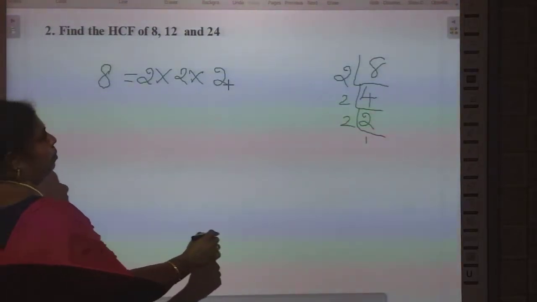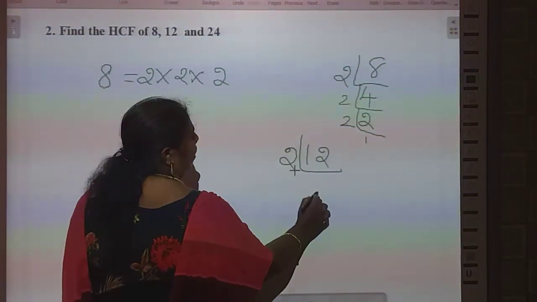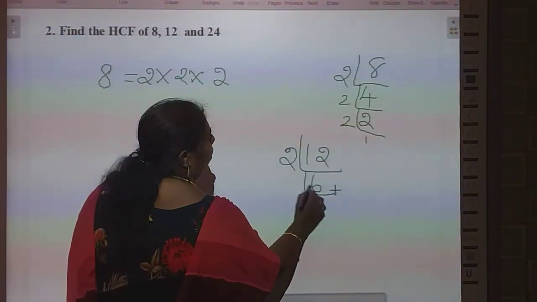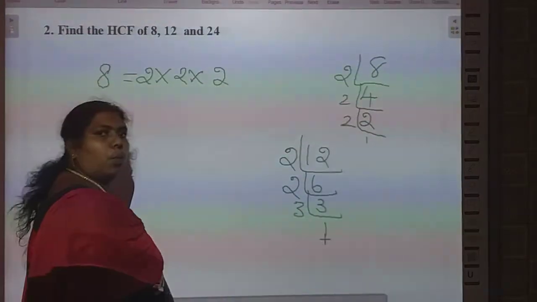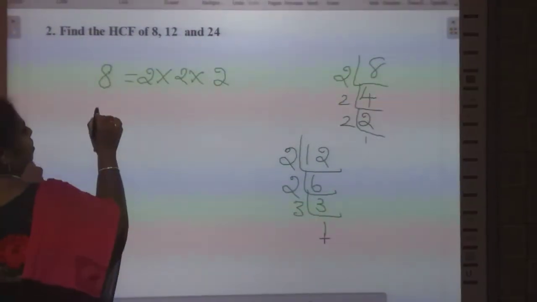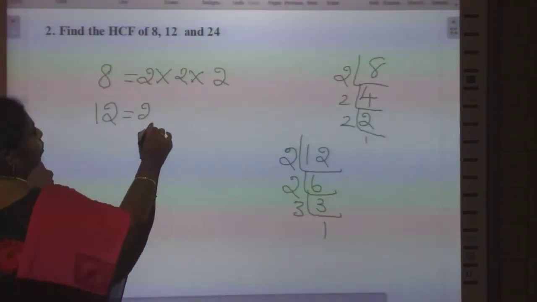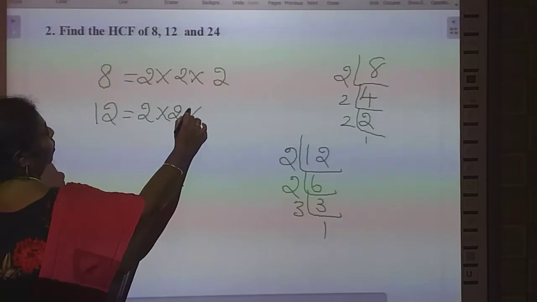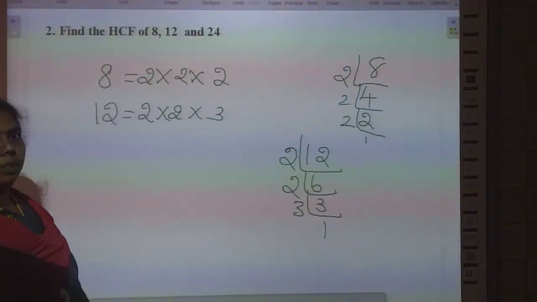Next, 12. 2, second table, 6 times 2 is 12. Again second table, 3 times. Third table, 1 time, right? So 12's prime factors are 2 into 2 into 3, right?